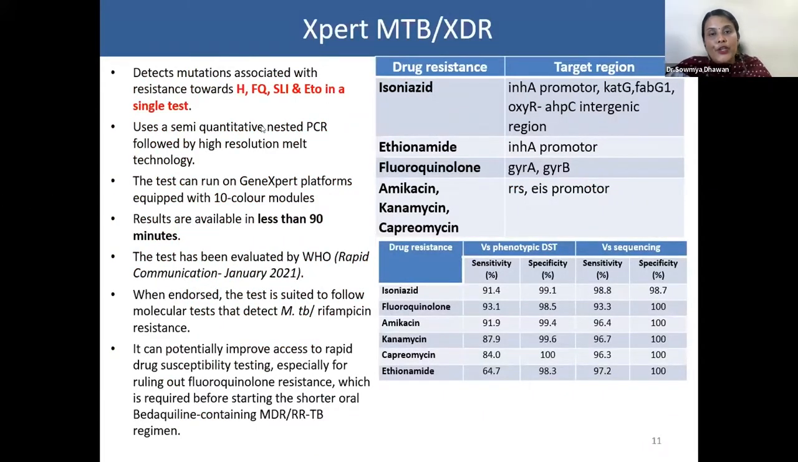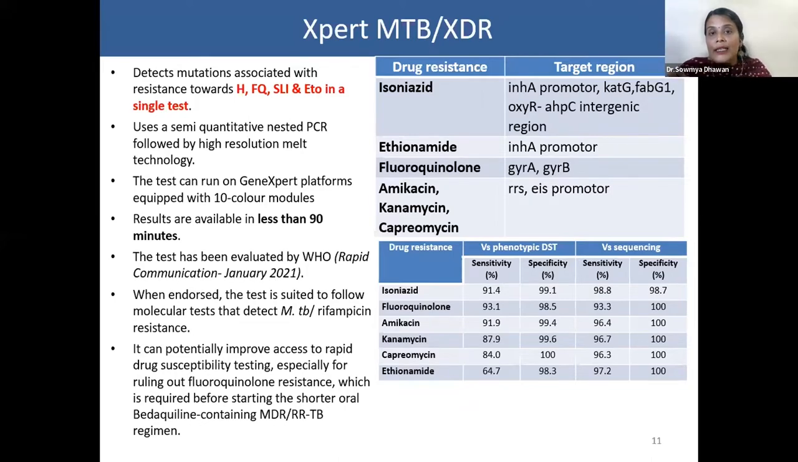Now, the Xpert MTB XDR cartridges are also available at present. It has been WHO endorsed, and it detects mutations associated with resistance towards isoniazid, fluoroquinolones, second-line injectables, and ethionamide in a single test within 90 minutes. That is again a paradigm shift once it gets introduced in the program.